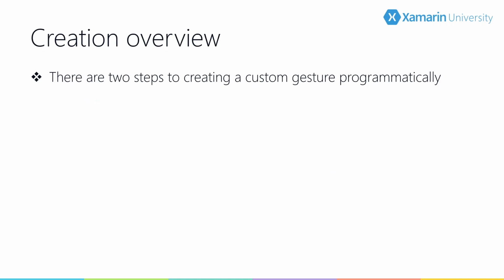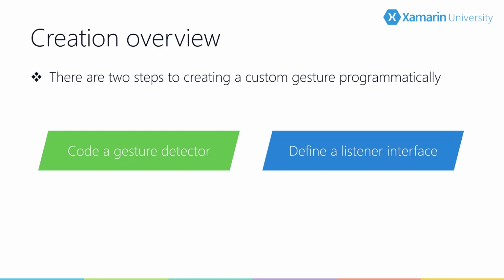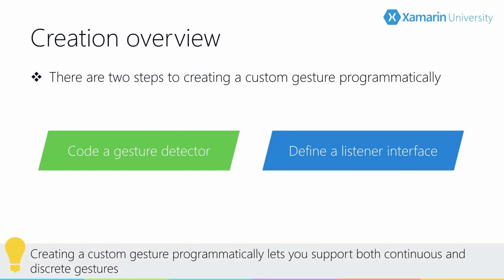Now, as I mentioned earlier, we have 2 things we need to create for our custom gesture. We'll create a class that's able to interpret touch events and recognize our gesture. And we'll create an interface to define a listener. Or more specifically, the interface will define the method or the methods that will be called as the gesture is performed. So in this section, we're going to explore creating custom gestures programmatically.